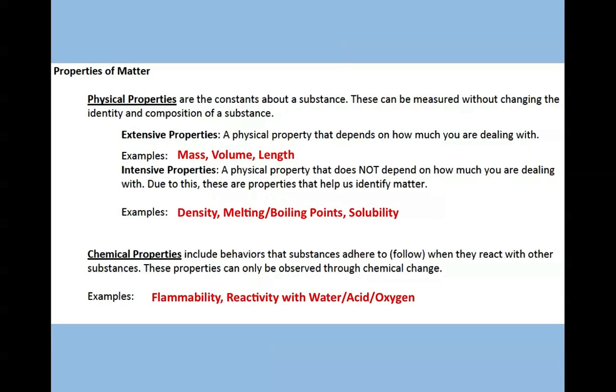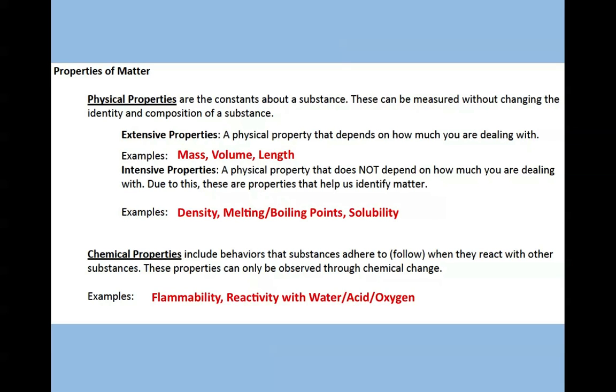Things like mass, volume, length, things that depend on how much you have, are considered extensive physical properties. Properties like density, melting points, boiling points, solubility, those properties do not depend on how much of a sample you have. So if I have 3 different samples of water, different amounts of them, they're all going to have the same density, they're going to have the same melting and boiling points because they're all the same material. So that's probably the most important one when we deal with questions that will come up.